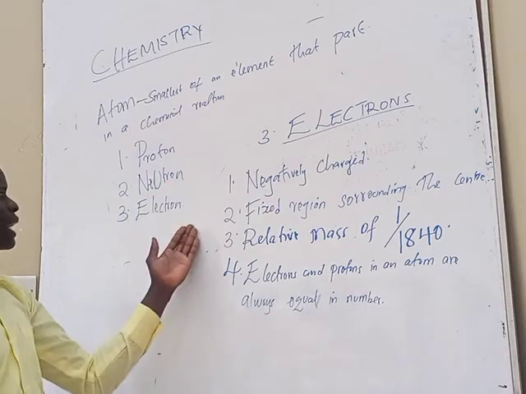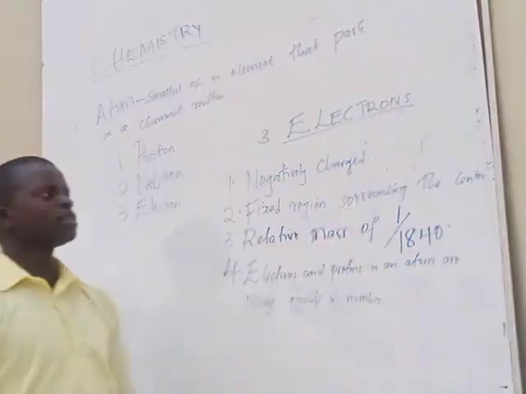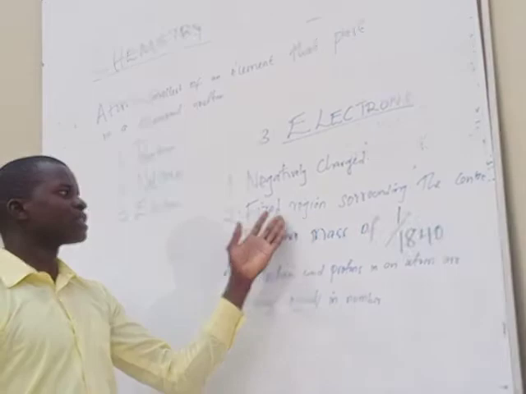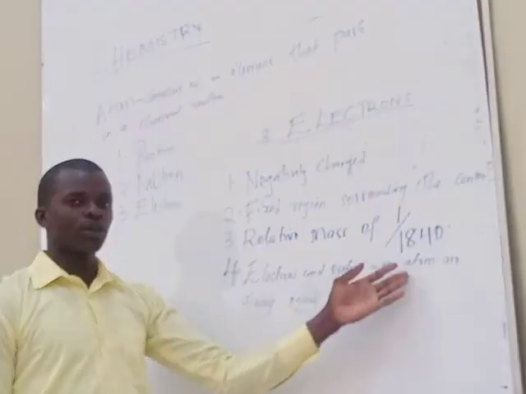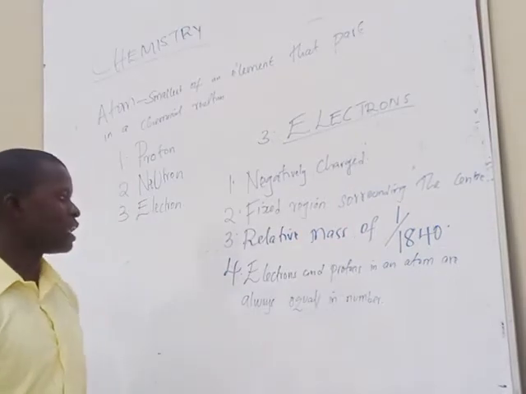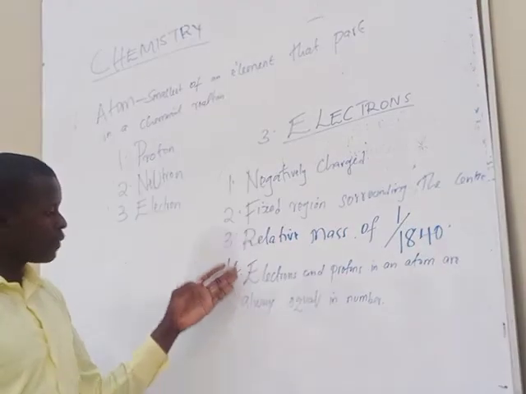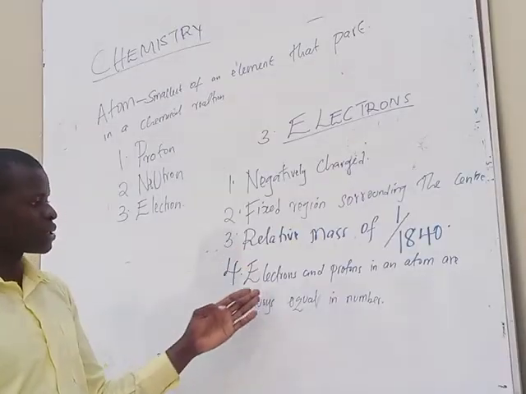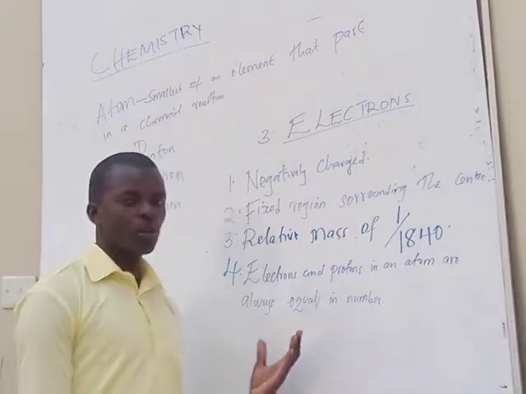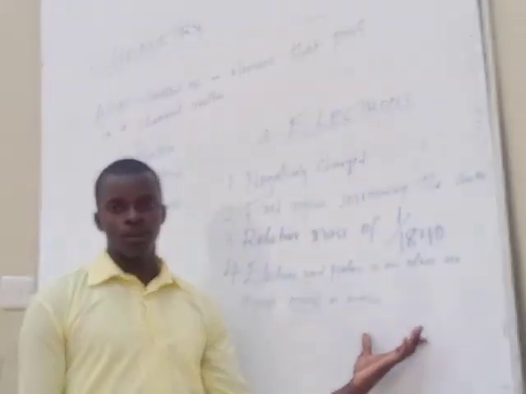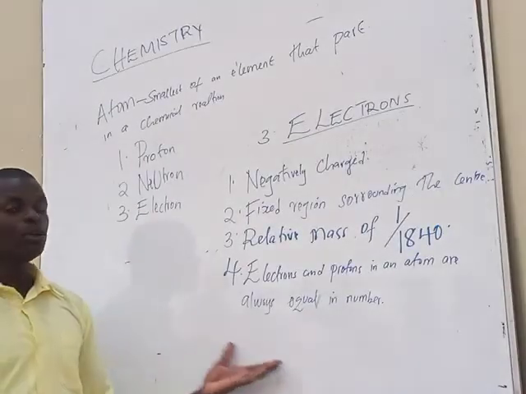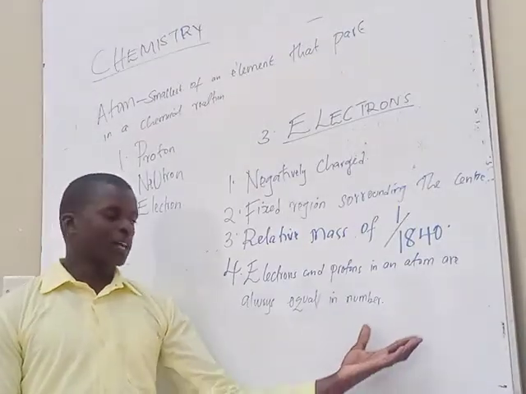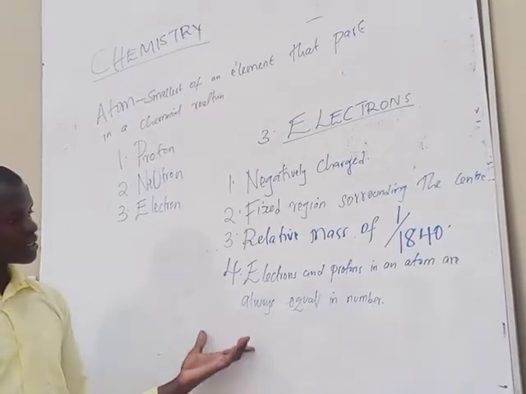Then for electrons, they are negatively charged. They are found in the fixed region surrounding the center. They have a relative mass of 1/1840. The number of electrons and protons in an atom are always equal. So those are the characteristics of the three subatomic particles that we discuss.